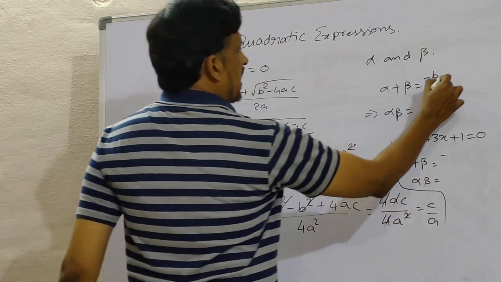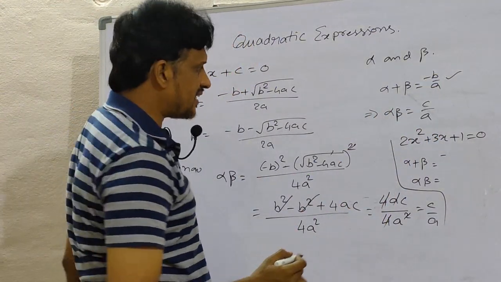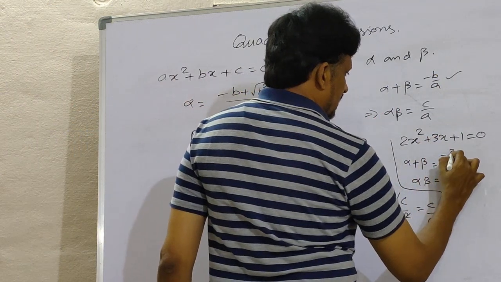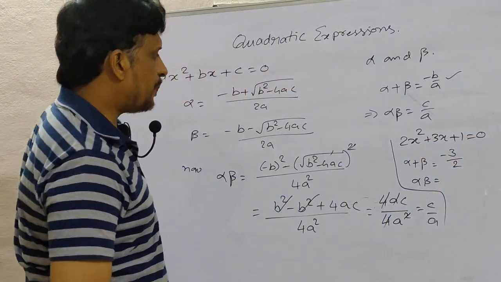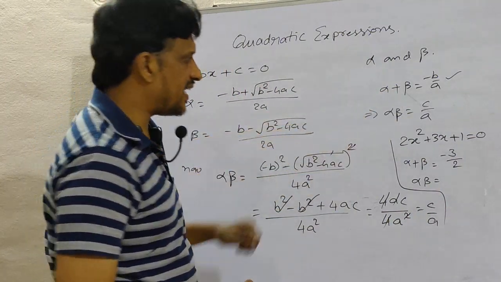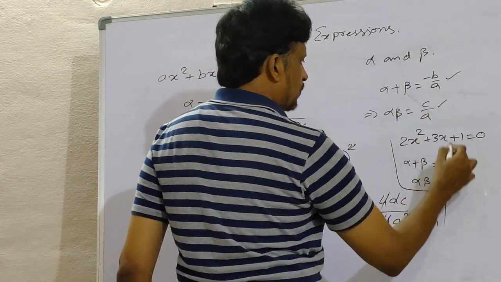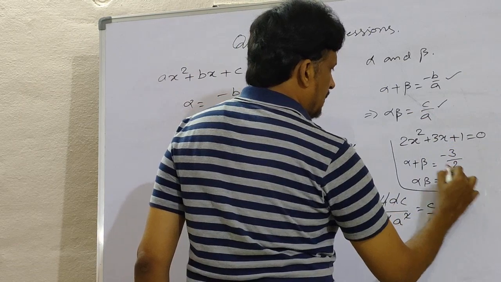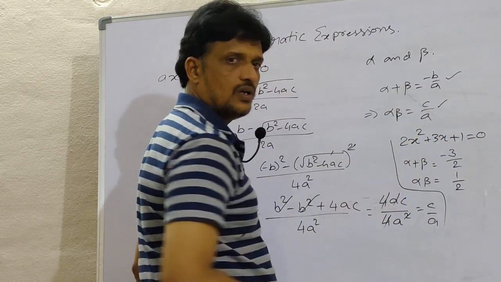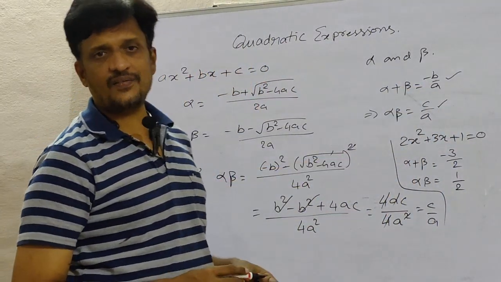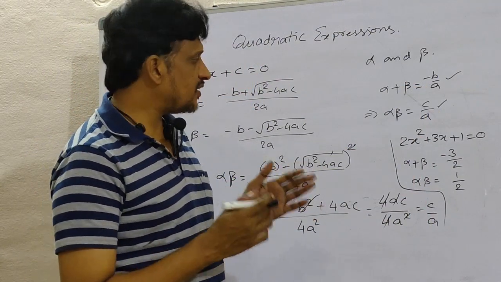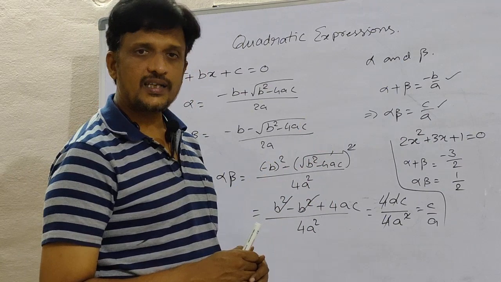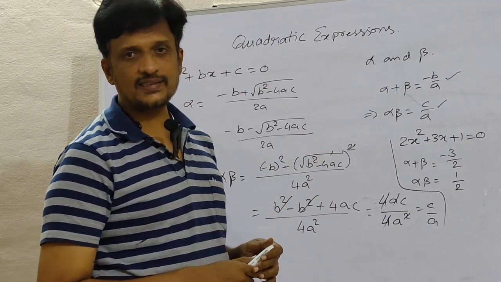So the sum of the roots, alpha plus beta, is minus b by a, that is minus 3 by 2. And the product of the roots is given by c by a, that is constant by x square coefficient. Here the constant is 1 and the coefficient of x square is 2. So here we don't know the roots of this equation, but we can say that the sum of the two roots is minus 3 by 2 and the product is 1 by 2.